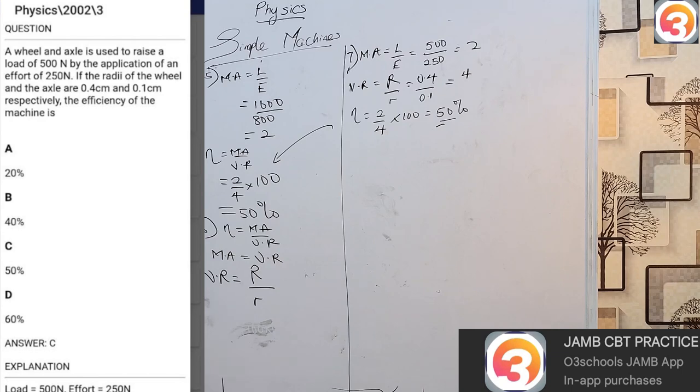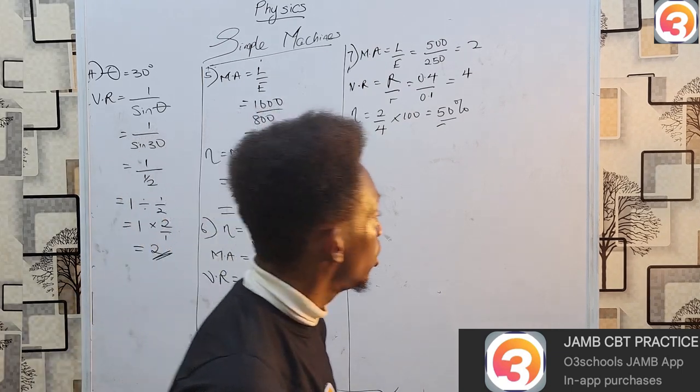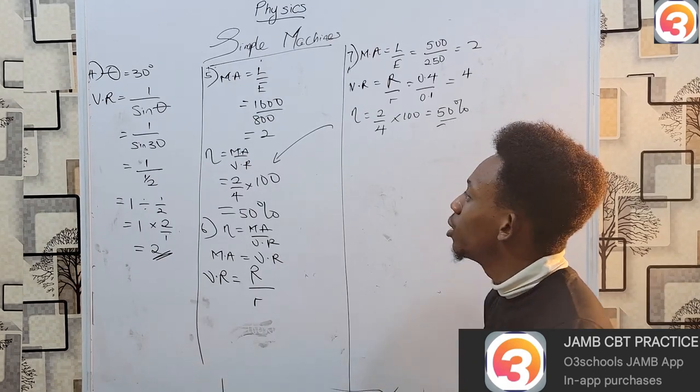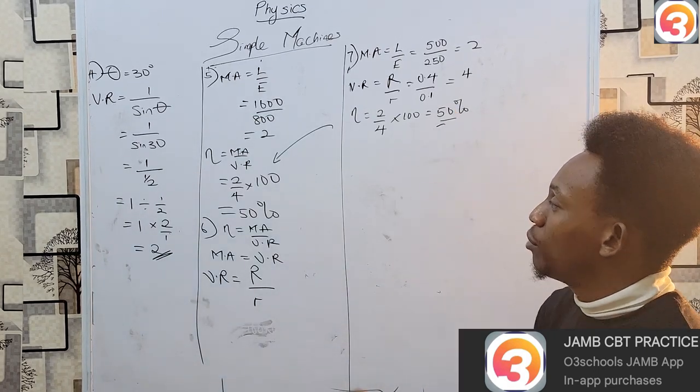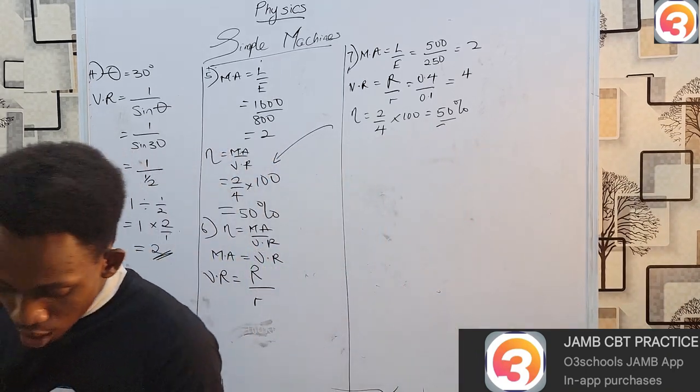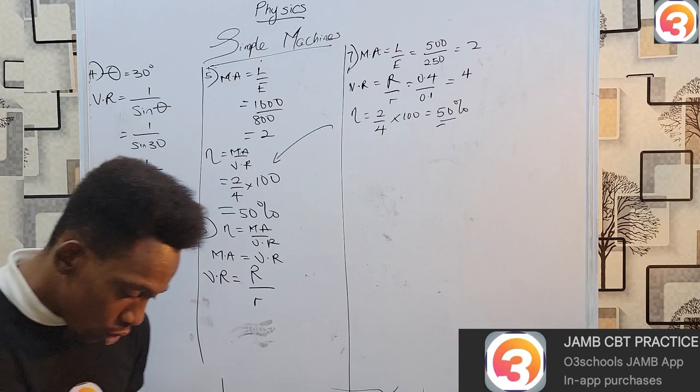And things like these are why we study our past questions. Because you can see, the mechanisms of the questions are not much different. Find mechanical advantage, find velocity ratio, and you're off to the races. We have another question now.